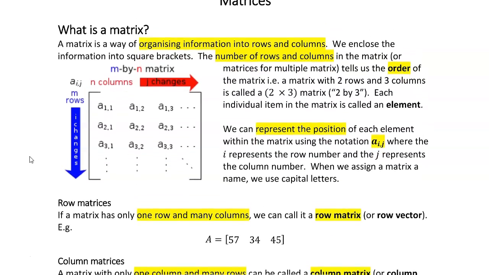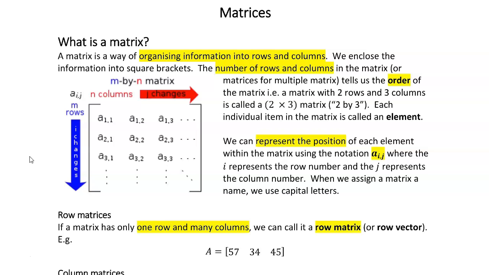Now, we use these matrices to hold information. A matrix can be any size, but we need to know that size, which is the order of the matrix. It tells us how many rows there are and how many columns there are. So this describes a 2x3 matrix, 2 rows and 3 columns. And it's always in that order of row, then column. And within the matrix, we have individual things, which we call elements.